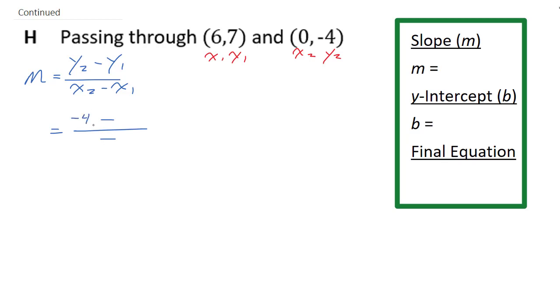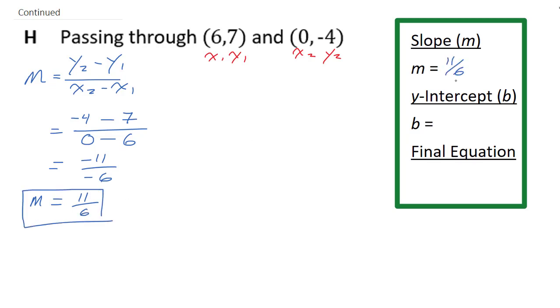I don't think we have any in this case. y2 is -4 minus y1 is 7. x2 is 0 minus x1 is 6. So we got -4 minus 7, which gives us -11 over -6, which we can reduce our slope to 11 over 6 because the 2 negatives will cancel out. All right, so 11/6 is my slope.